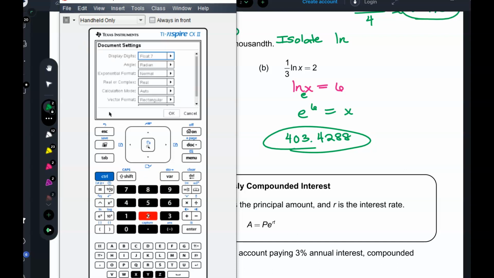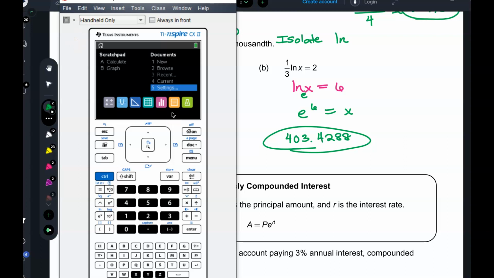Do you know in your settings, if you go to document settings? Float 7. If you change this number to a bigger number, it'll go to more decimal places. Like, I'll go float 8. That'll make it go to 8 places on your calculator, or more places.